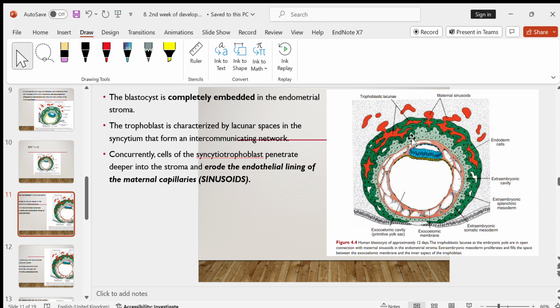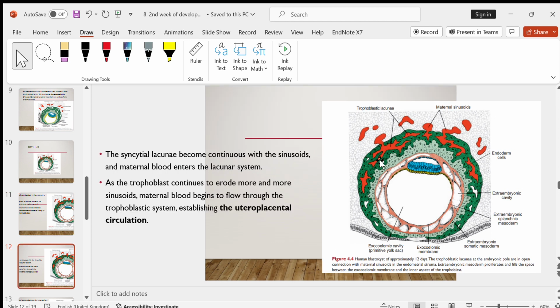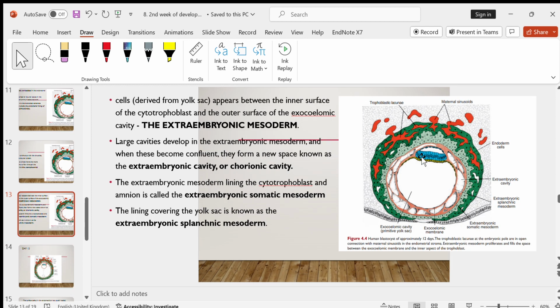Now what happens is that the syncytium penetrates inside the endometrial uterine vessels, and it erodes the maternal sinusoids, and the maternal blood starts flowing inside these empty spaces, and it leads to the development of uteroplacental circulation. So days 11 and 12 are important in the sense that the uteroplacental circulation develops at this stage. And what is uteroplacental circulation? The syncytium penetrates inside the maternal sinusoids, maternal blood starts penetrating inside the lacunae, and these lacunae inside the syncytium become filled with blood, and it leads to the development of uteroplacental circulation.